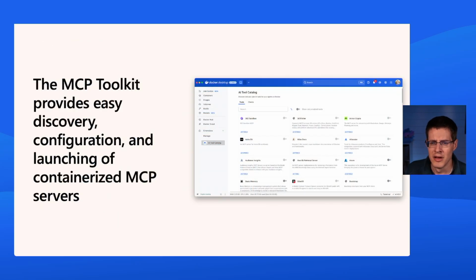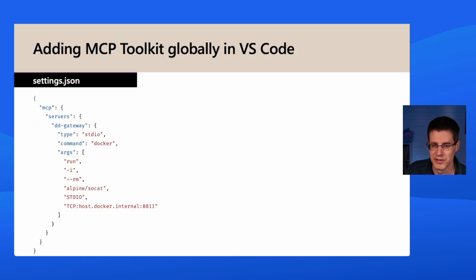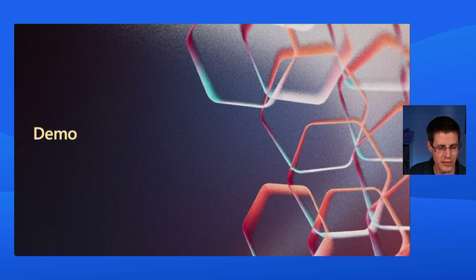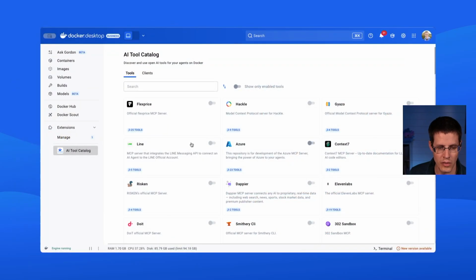Okay. Again, the MCP toolkit provides easy discovery, configuration, and launching of these containerized MCP servers. And so now in my VS Code configuration, I can just basically say, hey, connect to that gateway. All right. So with that, let's do a demo here, and I'm going to switch over to Docker Desktop, and we'll take a look at this.